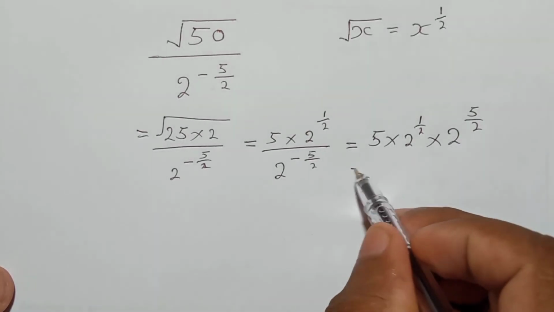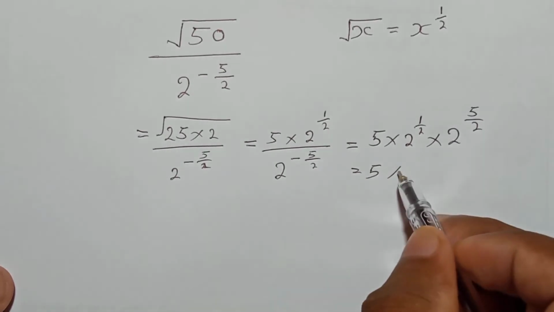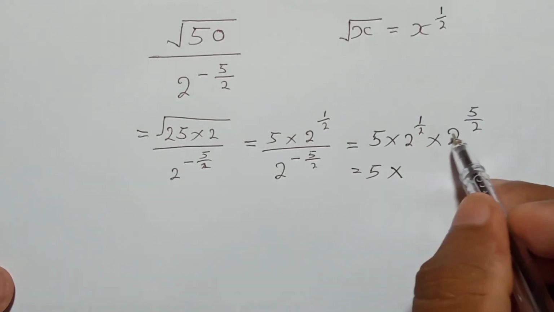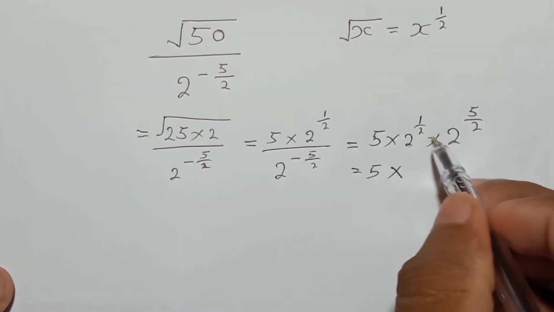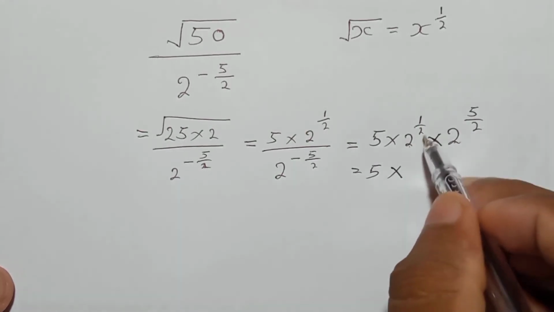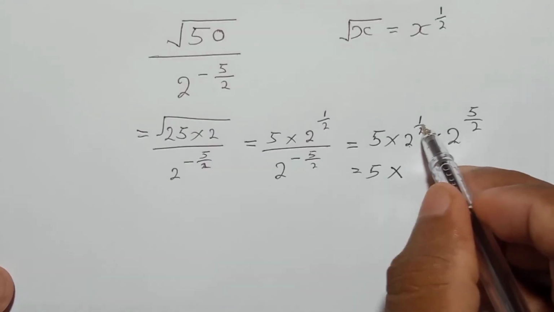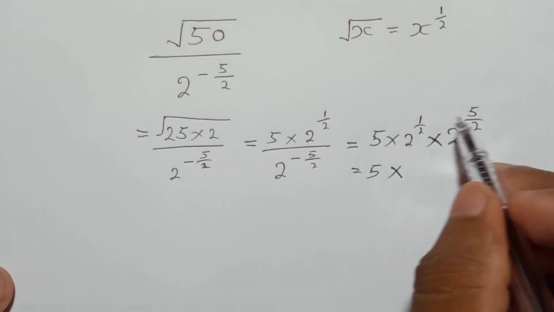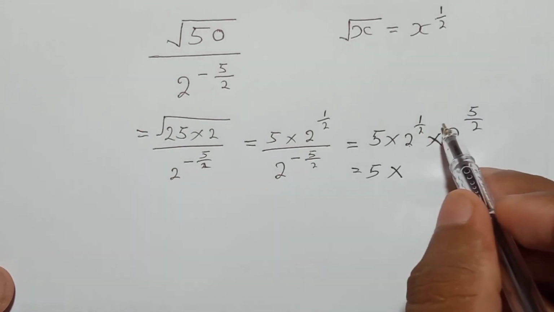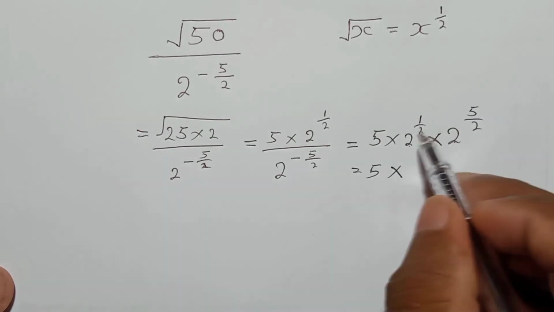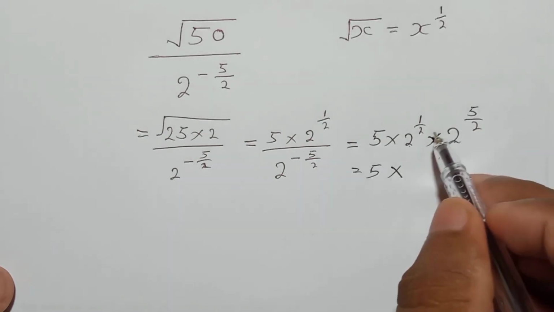Now here 5, then what we need to do: we have the same base and here multiplication, right? Same base, multiplication. That means we can add these indices together. Here actually, you know, same denominator, no? So it's 6 over 2, that means 3.